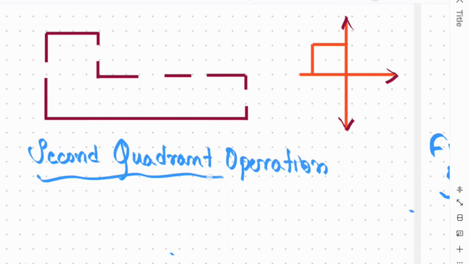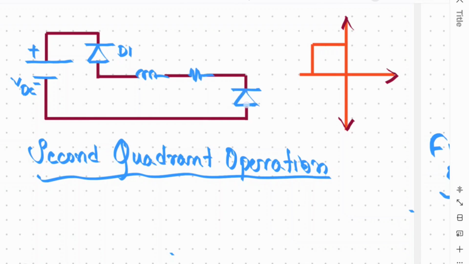In the first quadrant operation, when current flows through the inductor, the inductor will charge. Now after that, in the second quadrant, the inductor will discharge through the diode. So this is the VDC, positive, negative, and this is the diode D1, inductor, then the resistor, and this is the diode. Now it will discharge in this direction. So this is the conventional direction of the current flow.